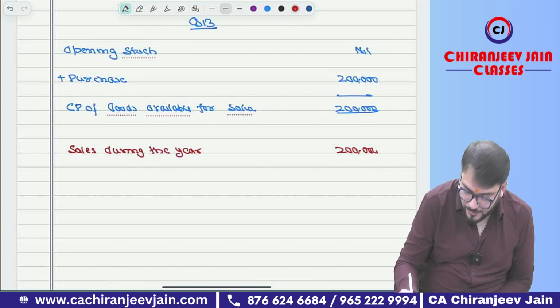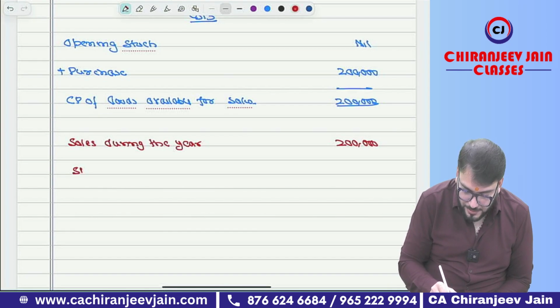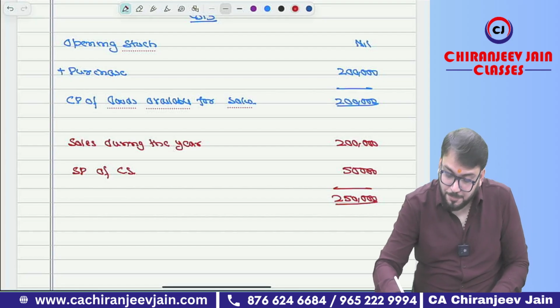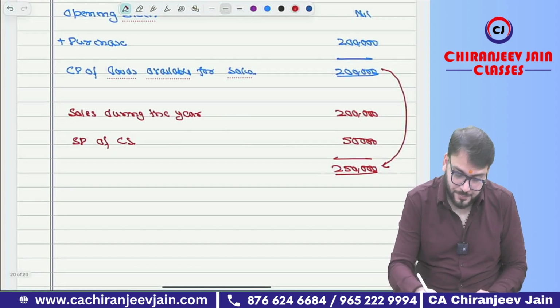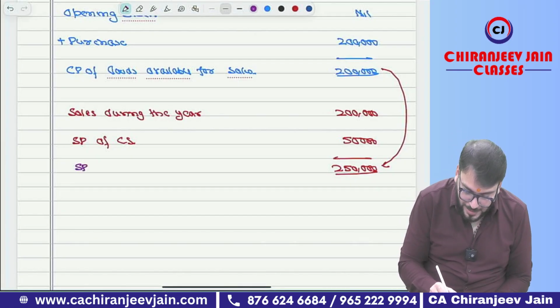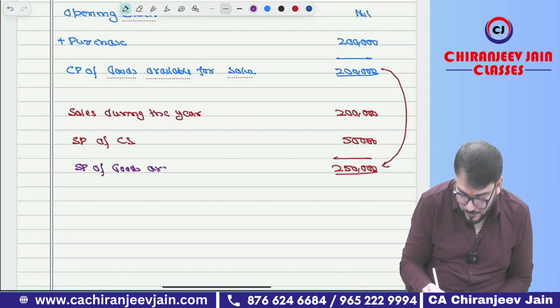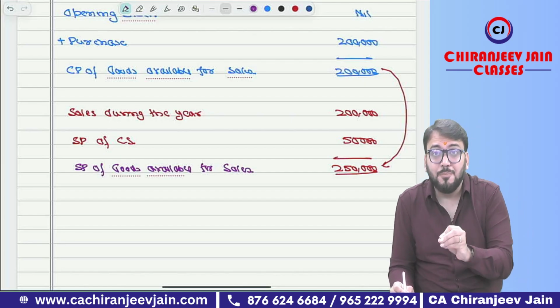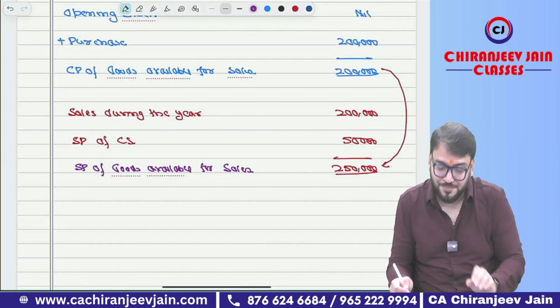2 lakh. And what is the sale price of closing stock? That is 50,000. It means 2,50,000 is the sale price of goods available for sale. Means this can be sold at this amount. So this becomes sale price of goods available for sale. Means 2 lakh can be sold entirely at 2,50,000.